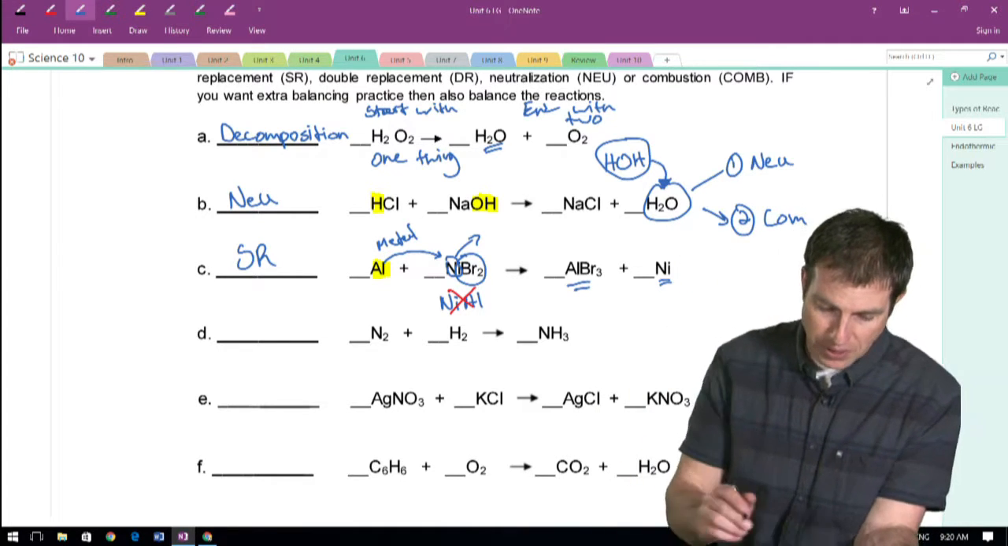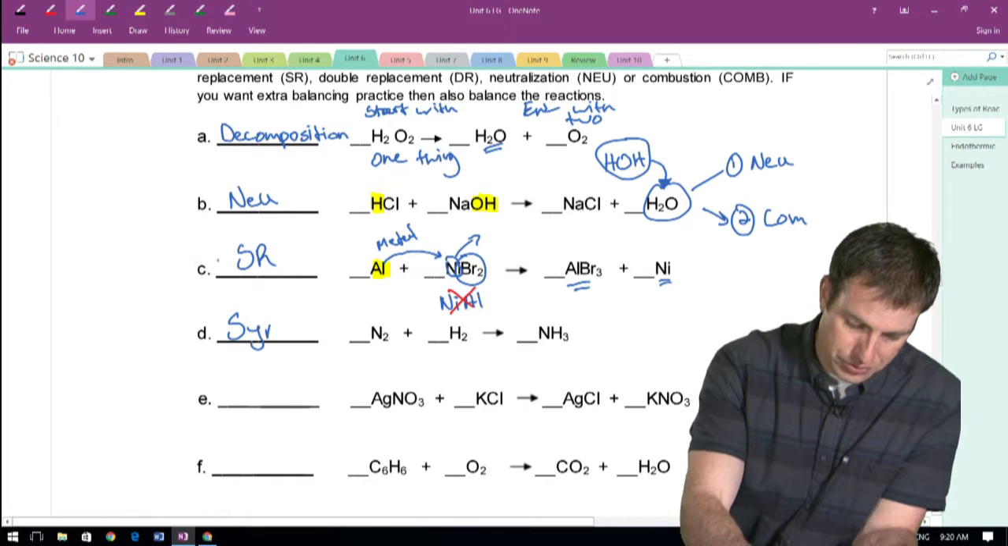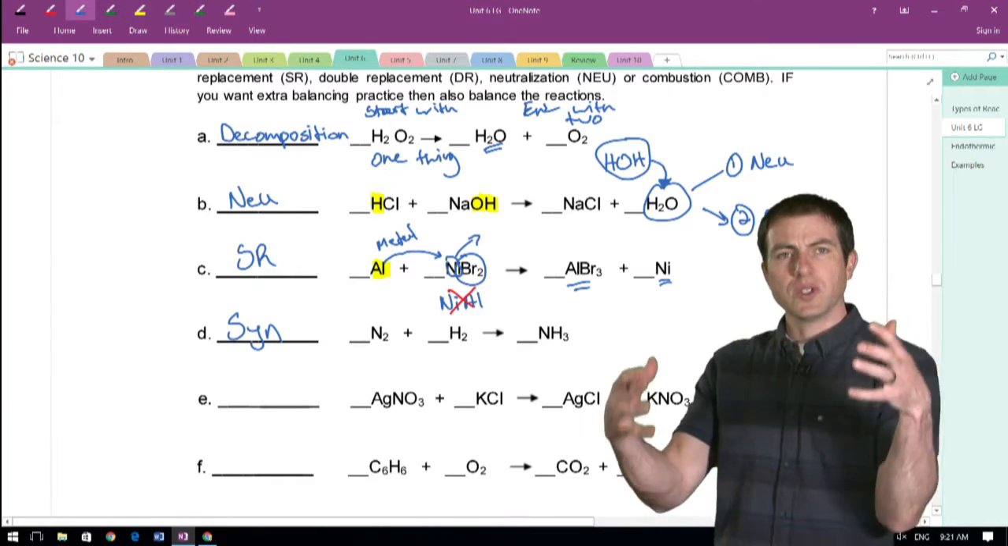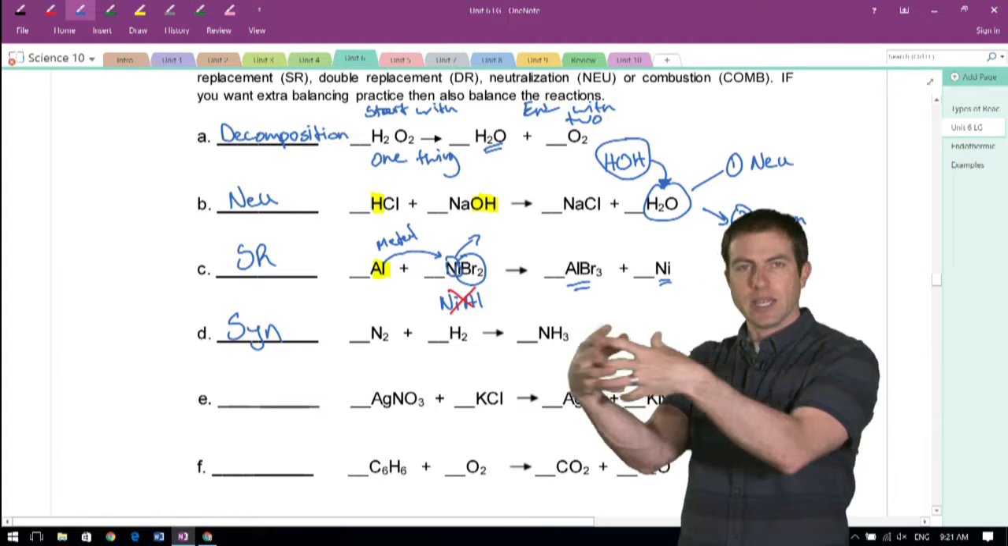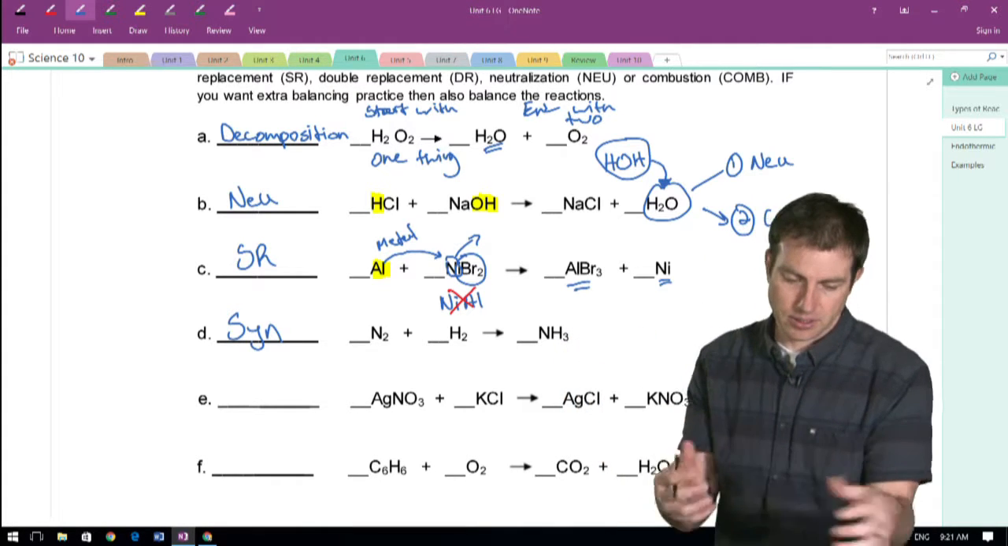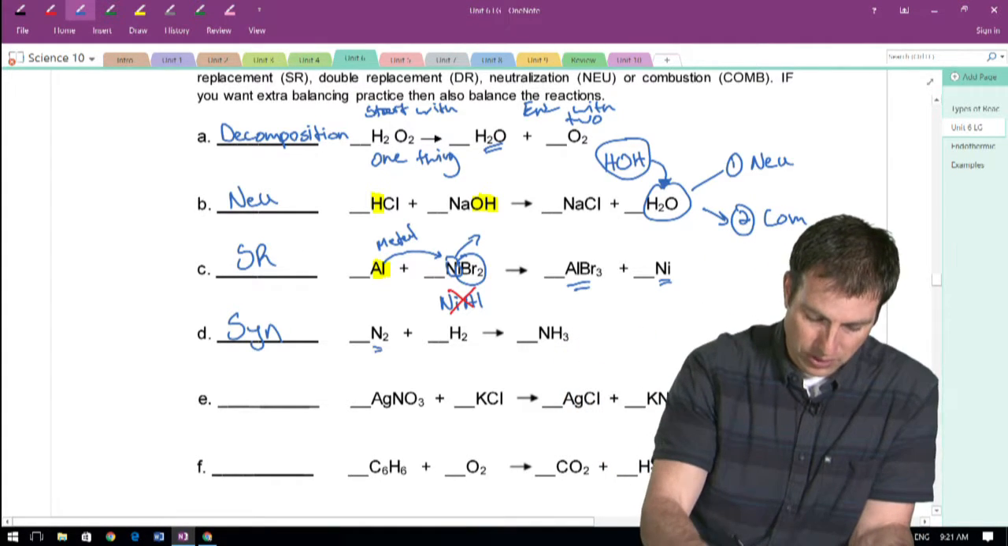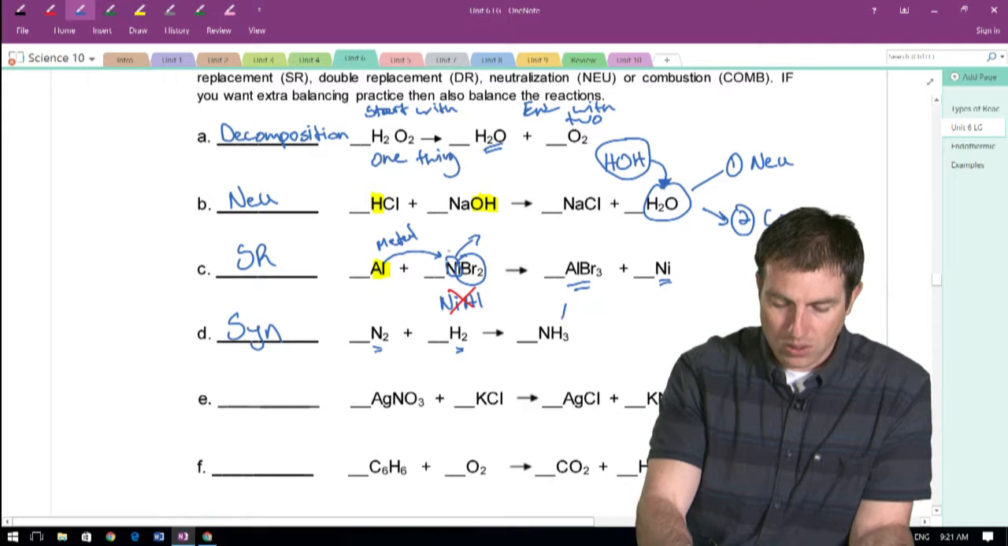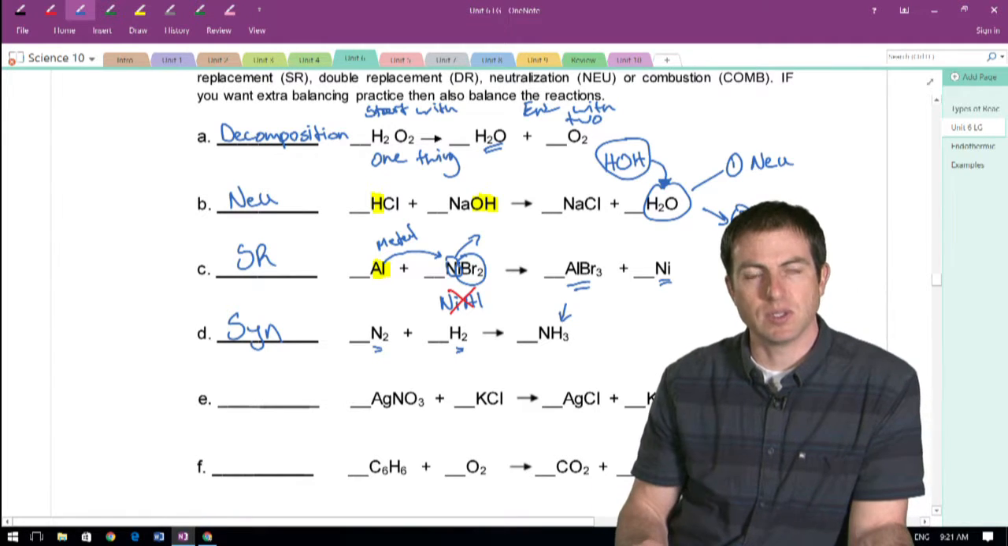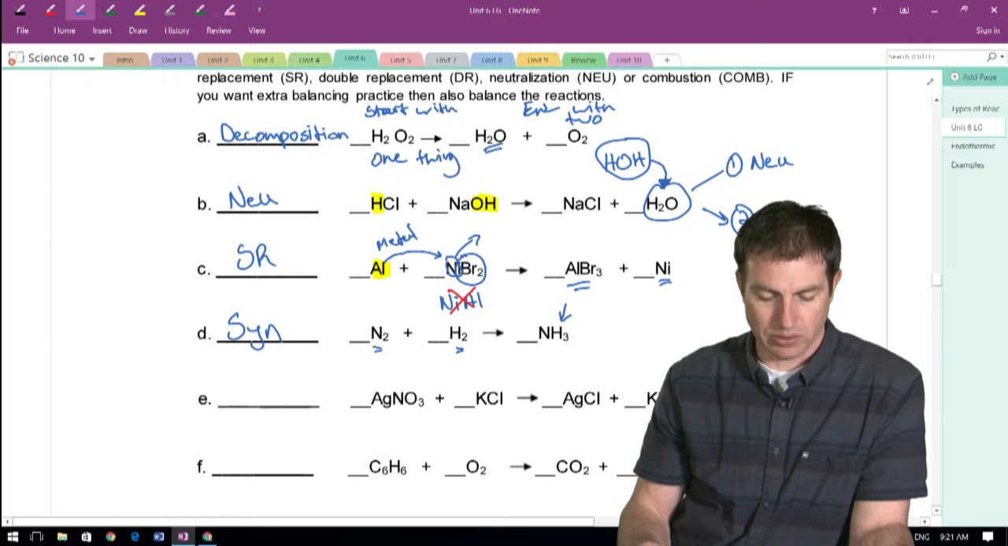Yeah, it's a synthesis reaction. So we'll just write it as SYN. We start with two things, and then they combine together to produce something, and that something included the two things we started with. So when we end with one thing, it has to be a synthesis reaction. There's no way around that.